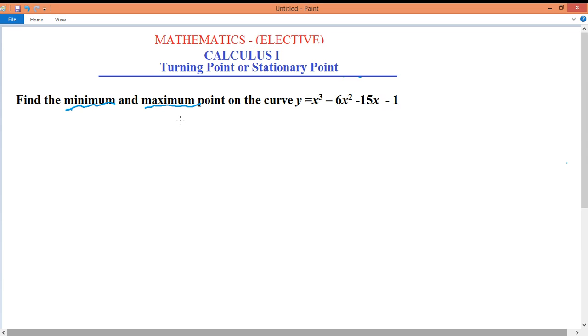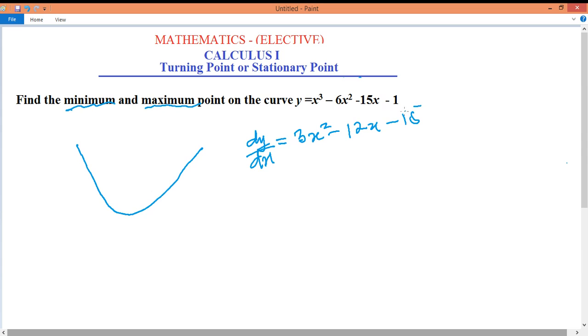There is one thing I didn't mention to you, and I'm going to mention it here. The gradient of any curve along the curve can be calculated using the gradient function. The gradient function is dy over dx. When I obtain the gradient function, for instance, for this question, it is 3x squared minus 12x minus 15. That is the gradient function. It becomes something like a formula that will help me to obtain the gradient at any point on this curve.